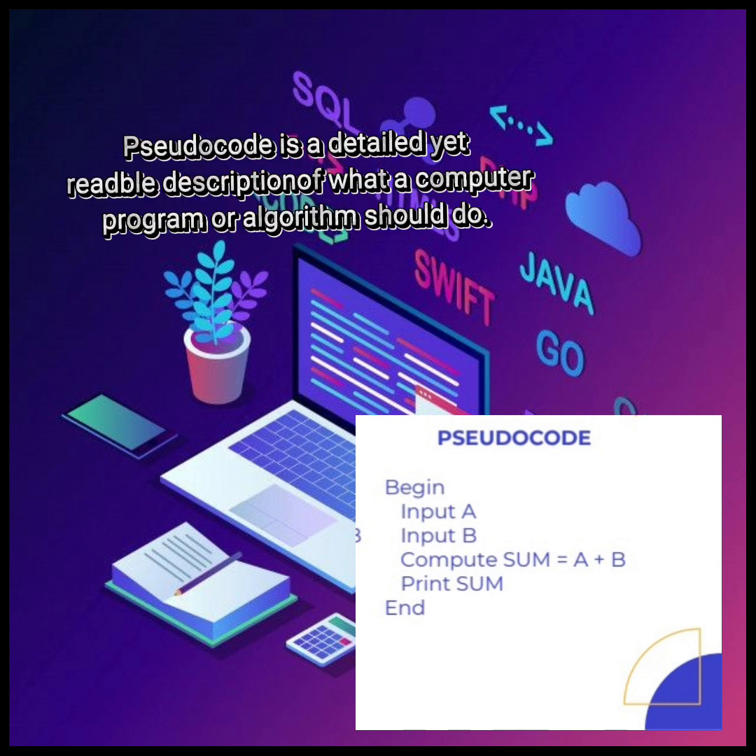Pseudocode is a detailed yet readable description of what a computer program or algorithm should do. It is written in a formal yet readable style that uses a natural syntax and formatting so it can be easily understood by programmers and others involved in the development process.